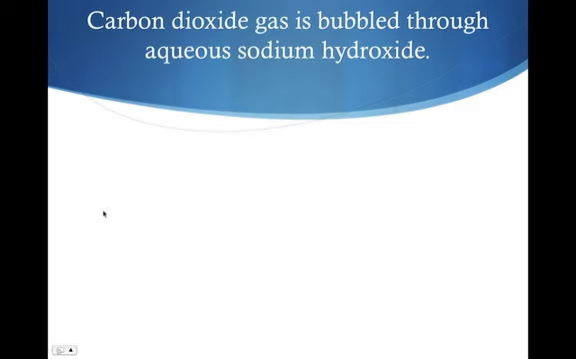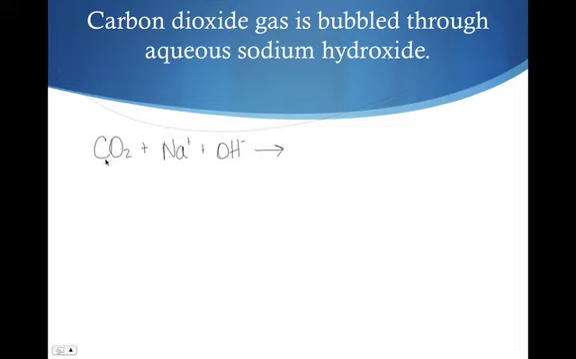Last example question. Carbon dioxide gas, CO2, is bubbled through aqueous sodium hydroxide. Sodium hydroxide is a strong base, so I can go ahead and ionize that guy. Sodium hydroxide. And what am I going to get? Well, looking at this, I have CO2 gas. This is a non-metal oxide. Non-metal oxides behave as acids.